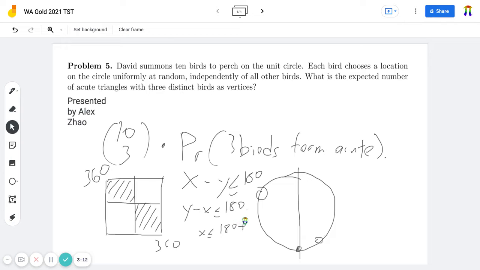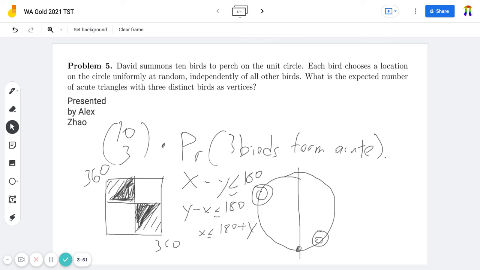We see that this equation has slope 1 and it passes through 180 comma 0. So that would be this line here. And similarly, the other inequality has a border formed by this line here. So the region of points that is satisfied will be this region here, and this region here. So in particular, that means these 2 triangles represent all the possible values of arguments for these 2 points that form an acute triangle.